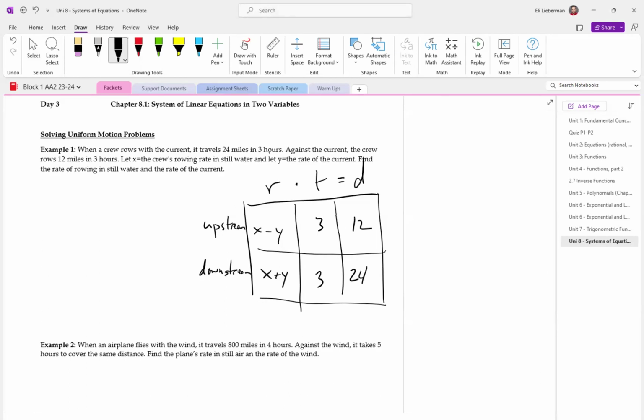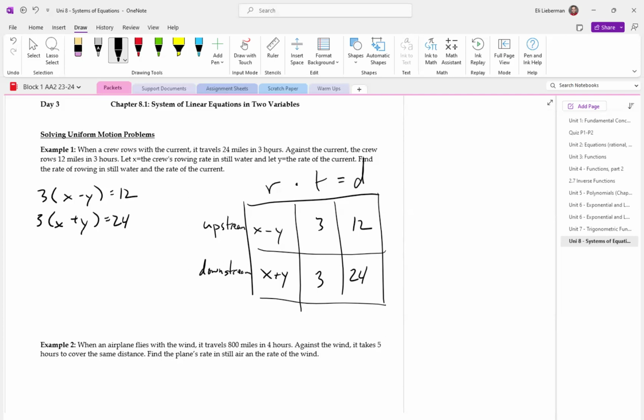Since R times T equals D, the first equation is going to be, we orient this a little bit, 3 times (X minus Y) equals 12. Is that clear where that came from? And you see what the other equation is? What is it? 3 times (X plus Y) equals 24. They're going farther when they're going with the current, of course.